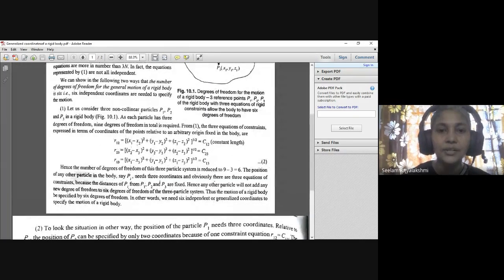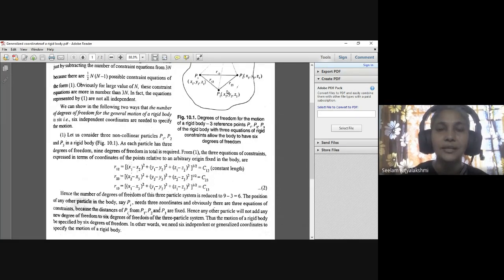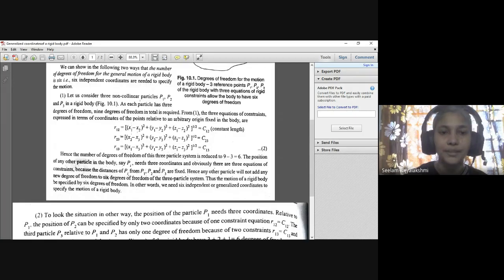Thus the motion of a rigid body is specified by 6 degrees of freedom. In other words, we need 6 independent or generalized coordinates to specify the motion of a rigid body, which has the 3 points P1, P2 and P3.